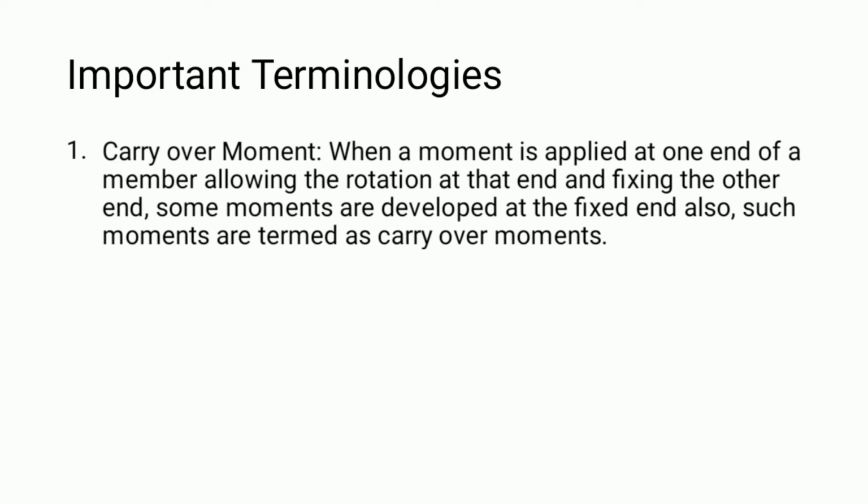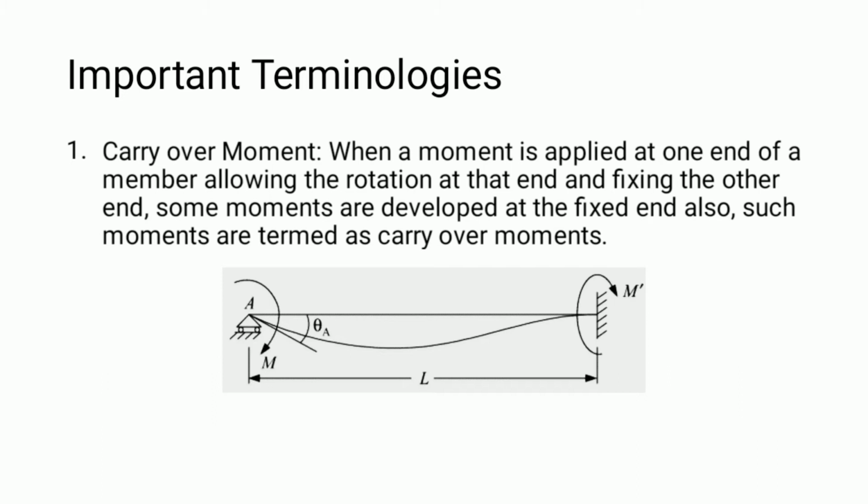So I will just repeat it. I just take the example of beam AB here, wherein A is the non-fixed end and B is the fixed end. I apply the moment at A here. That applied moment is denoted by M. After application of the moment at A, there is a rotation which is caused. That is called theta A here.